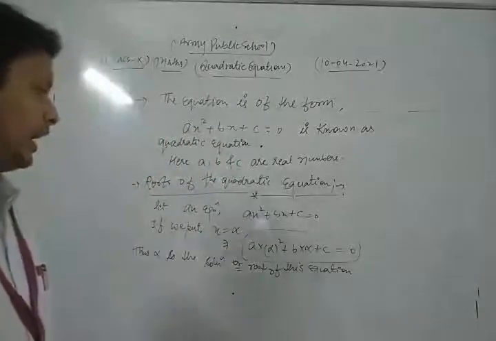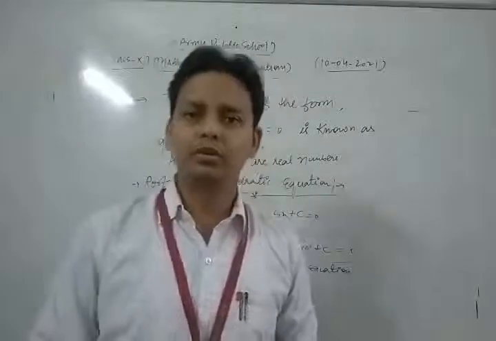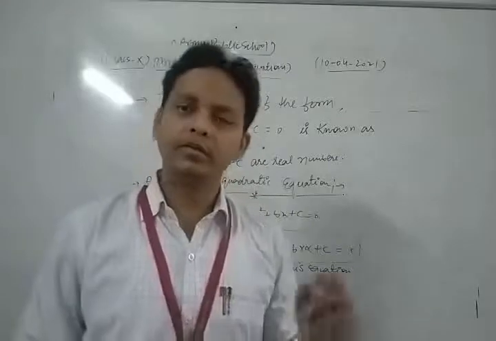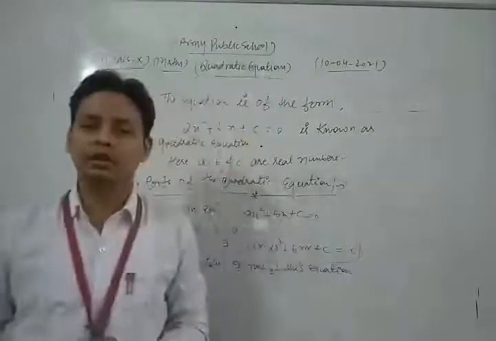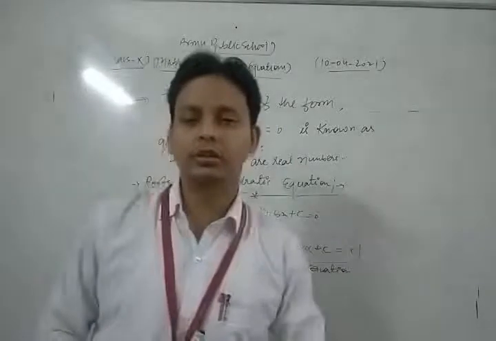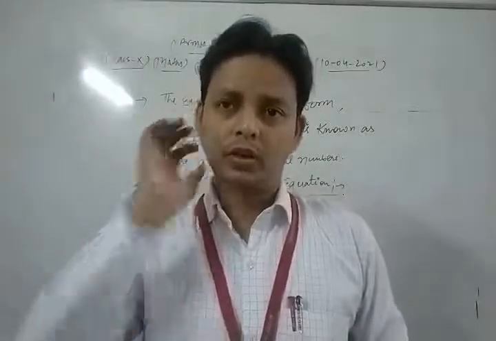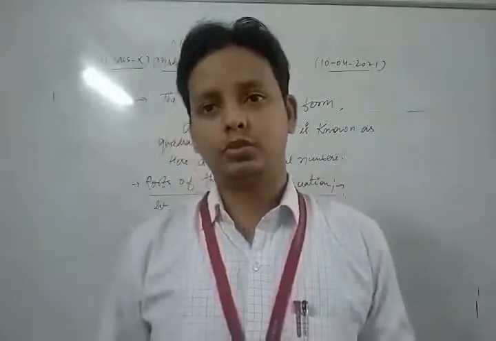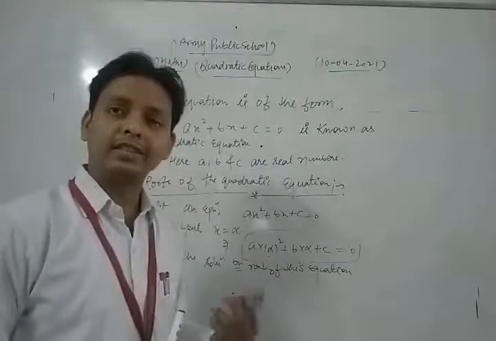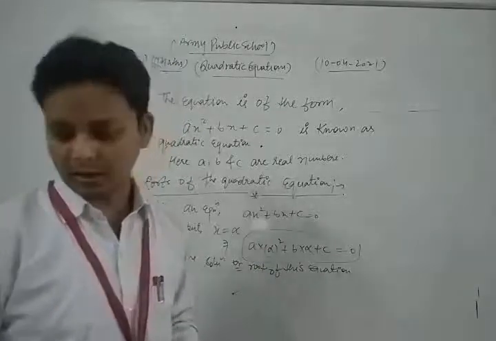And the number of roots or zeros of any equation depends on its degree. If an equation is linear, then there is only one root, because the highest power of the degree of a linear equation in one variable is 1. In a quadratic equation there are two roots because the degree is 2. So the number of roots depends on the degree. Quadratic means degree is 2, so there are two roots of a quadratic equation. Always remember this in your mind.